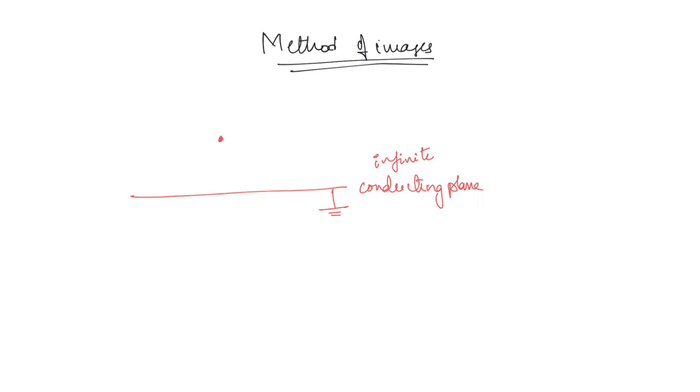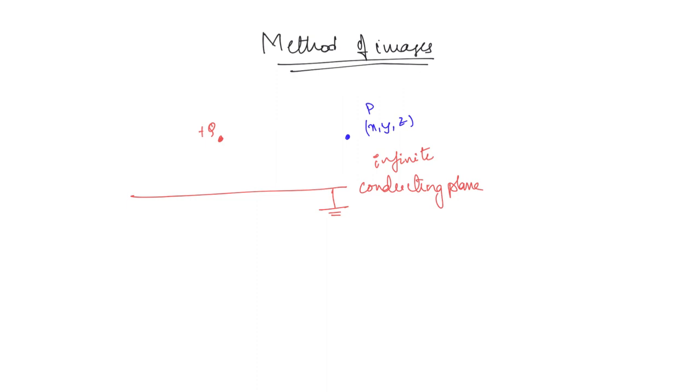So in this case, this is a charge Q. If you want to find out some electric field or potential at some other point, say P at x, y, z, then how do you do this? How do you find the electric field or the potential at point P? For that we are going to use the method of images.